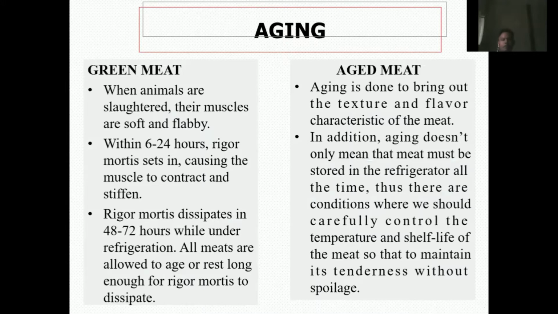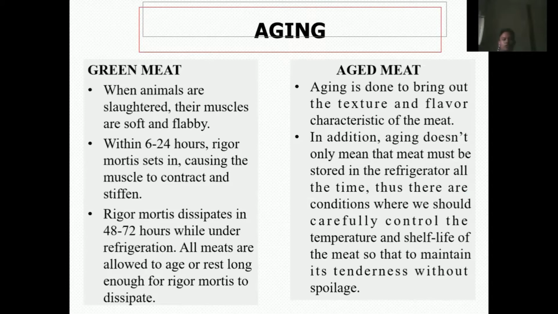The last topic I'm going to discuss is aging. It has two components. First is the green meat. Green meat is when animals are slaughtered and their muscles are soft and flabby. Then within 6 to 24 hours, rigor mortis sets in, causing the muscle to contract and stiffen. Rigor mortis dissipates in 48 to 72 hours under refrigeration, and all meats are allowed to age or rest long enough for the rigor mortis to dissipate.